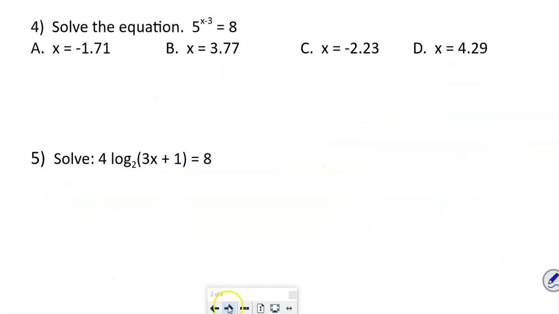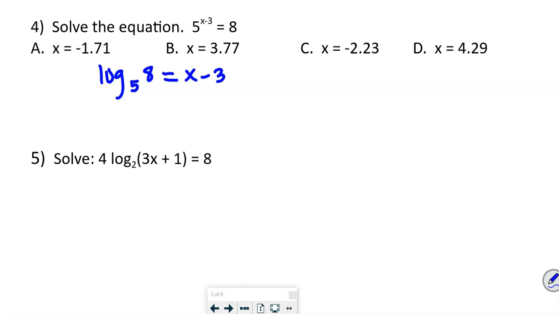All right, so now let's go on to number 4. This one says solve the equation. So we're going to turn this back into a log, okay? So we're going to say log base 5 of our 8. Remember, where the base is the base is the base. We're going to take the log of whatever is on the other side of the equal sign, and then we're going to set that equal to our x minus 3.